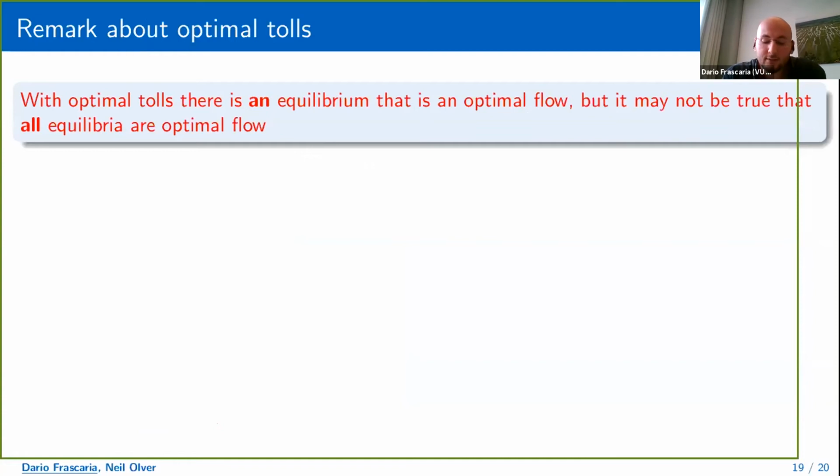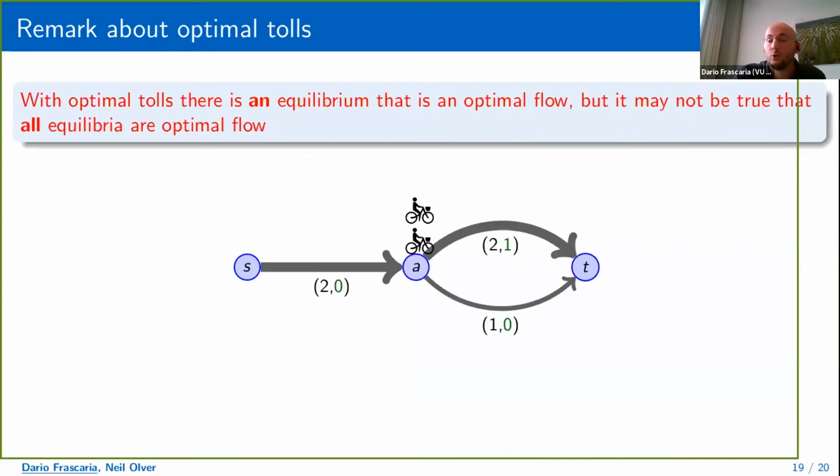So we found optimal tolls, but there is a problem. We know that now the optimal flow over time with scheduling cost is an equilibrium, but it's not true that all the equilibria are optimal flows. So we might have equilibria with these tolls that are not optimal. And here I can show you an example.